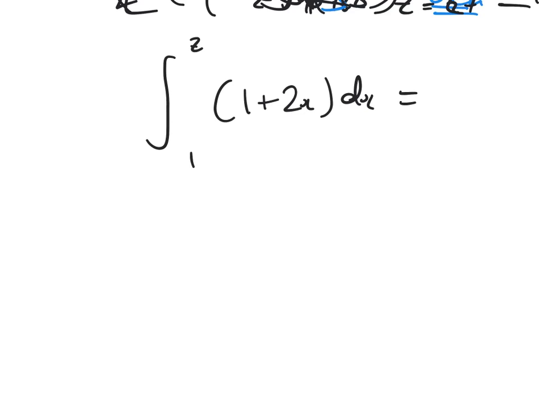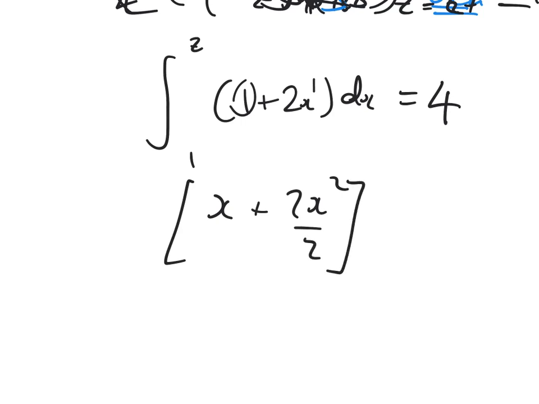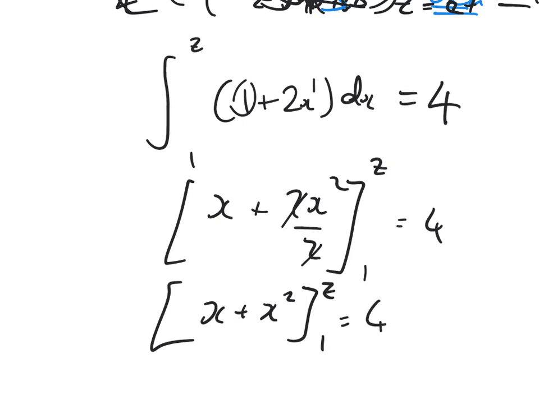Okay, let's try one more. We're going to integrate between z and 1, 1 plus 2x, which is equal to 4. Okay, so integrate a constant and it becomes a constant x, so 1 becomes 1x, and 2x to the 1 becomes 2x squared over 2. That's between z and 1 is equal to 4. So let's just cancel them first. So that's x plus x squared between z and 1 is equal to 4.